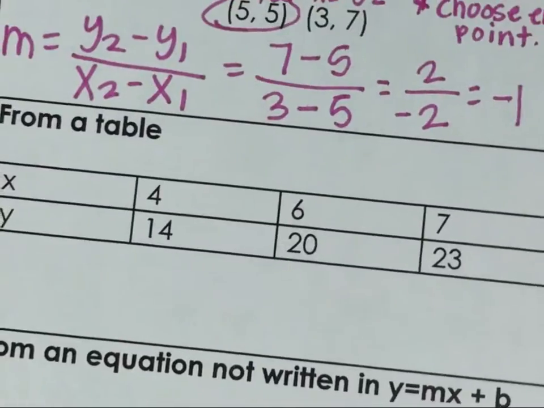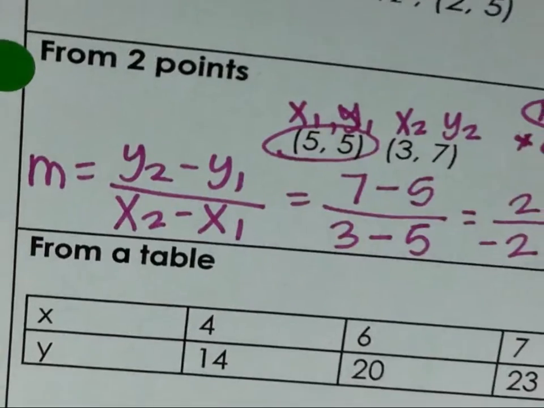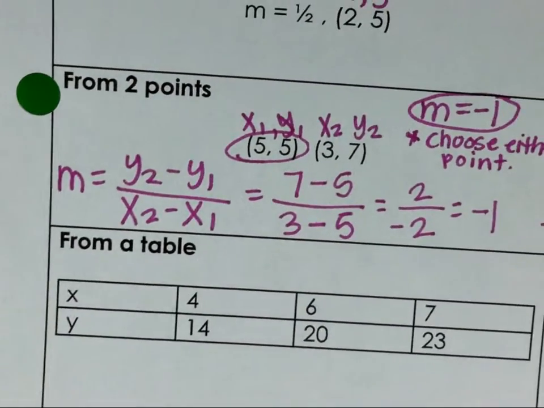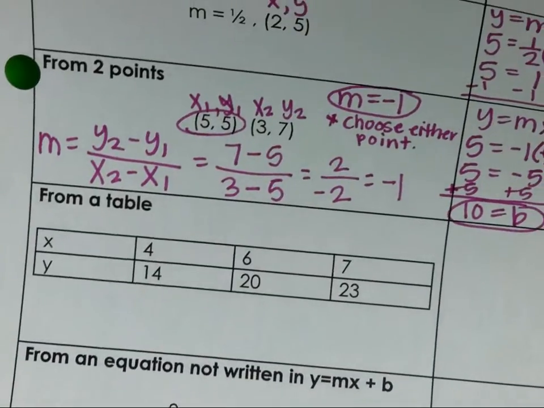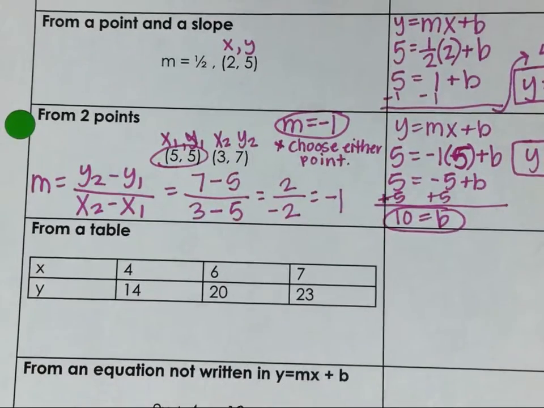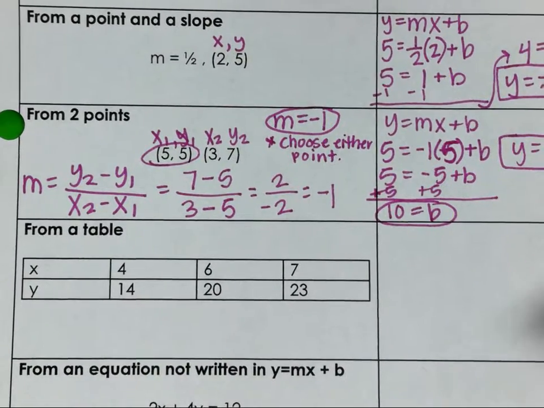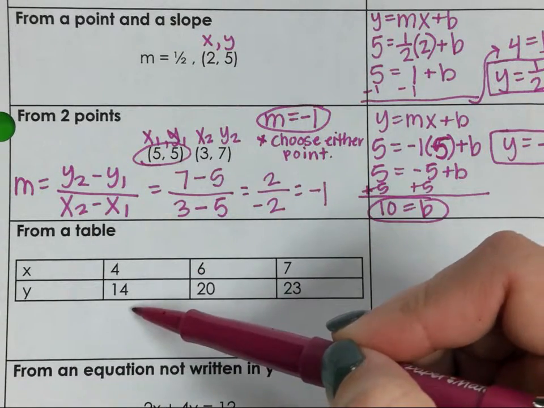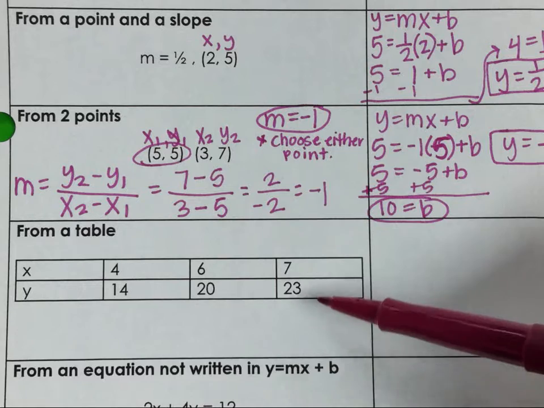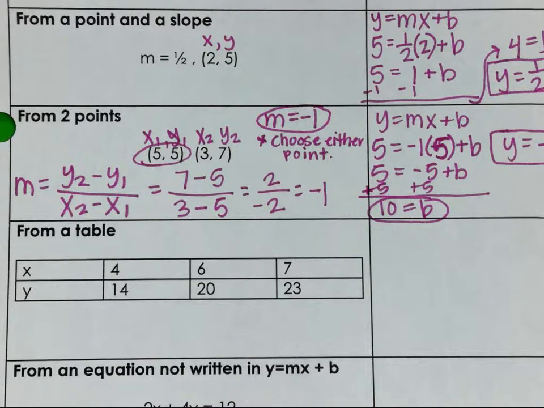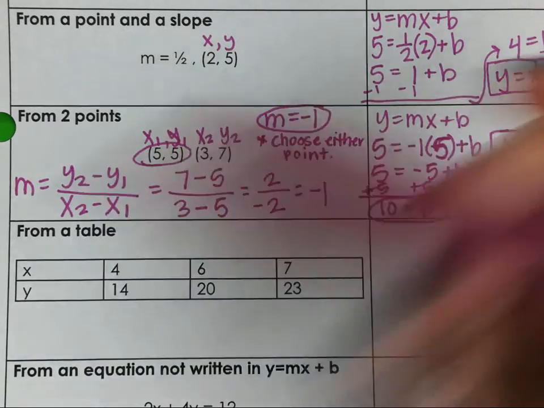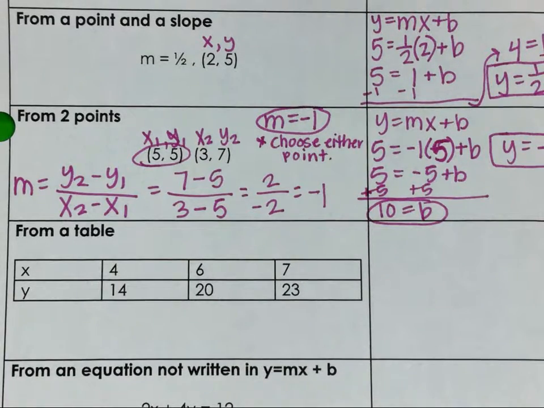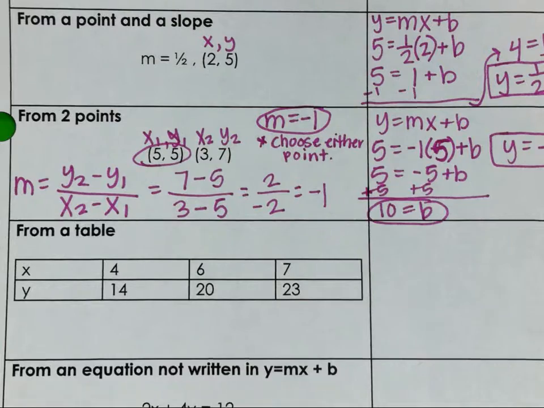All right, so next example, what if they're giving us our x's and our y's in a table? You think we can write an equation in slope-intercept form from that? Yeah, we can. So basically these are my ordered pairs, right? I've got 4, 14, 6, 20, 7, 23. So in this case I'm given 3 points. Up here I was given 2. So this is basically the same thing. You're just going to choose 2 of those points.